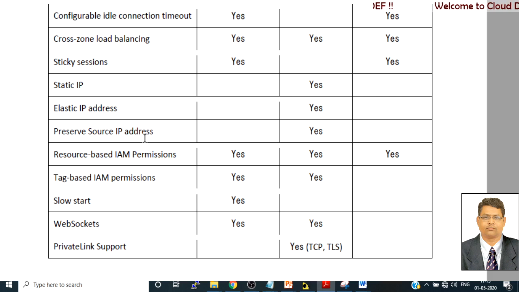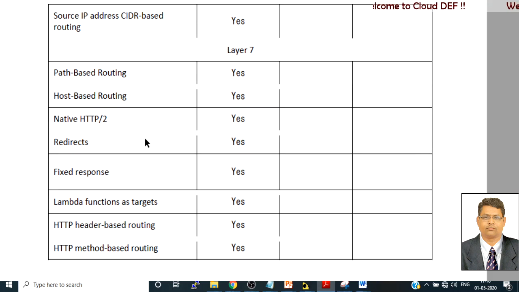Sticky sessions. Static IP. Elastic IP address. Preserve source IP address. Resource-based IAM permissions. Tag-based IAM permissions. Slow start. WebSockets. PrivateLink support. TCP, TLS. Source IP address CIDR-based routing.